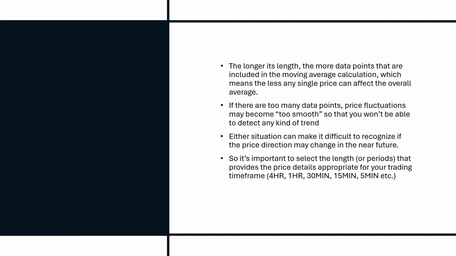The longer its length, the more data points that are included in the moving average calculation, which means the less any single price can affect the overall average. If there are too many data points, price fluctuations may become too smooth, so that you won't be able to detect any kind of trend. Either situation can make it difficult to recognize if the price direction may change in the near future. So it's important to select the length or periods that provides the price details appropriate for your trading time frame. The 4-hour, the 1 hour, 30-minute, 15-minute, the 5-minute, etc.